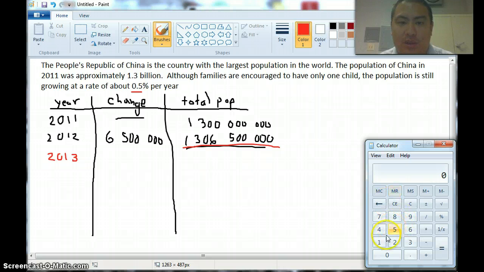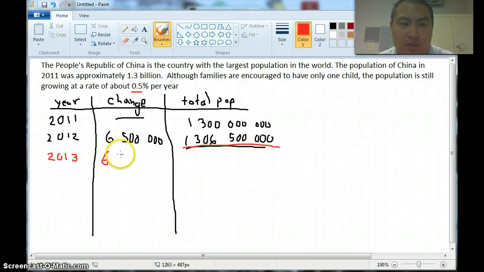So I'm going to go ahead and do the calculations. 13,065,000,123 times 0.005, and that's for the 0.5%. All right, that gives me a change of 6,532,500. All right, so I found my change now.